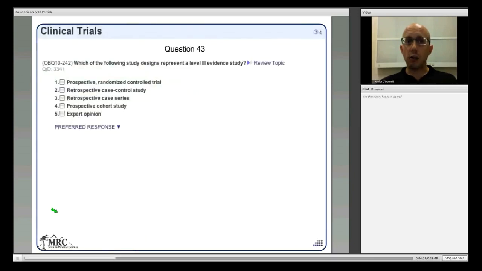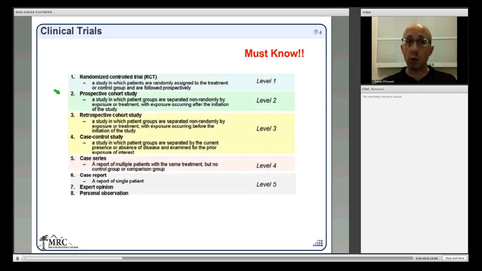Next topic, clinical trials. Which of the following study designs represents a level 3 evidence study? Your pyramid of level of evidence is something you have to know. Your level 1 studies, randomized controlled trials. Your level 2, prospective controlled trials. Level 3 include retrospective cohorts and case control studies. Level 4, case series. Level 5, case report, expert opinion, personal observation. I put down here level 8, that's my opinion, I don't matter.